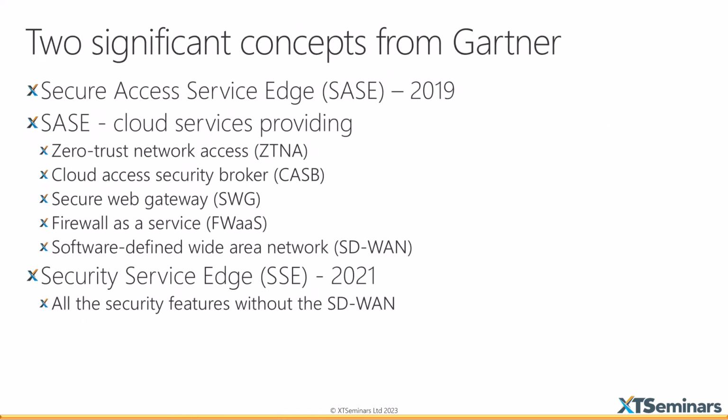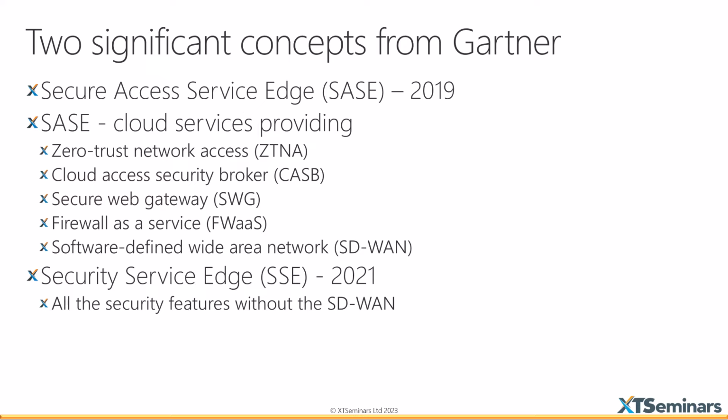Now, I want to just reflect on a couple of key concepts that were coined by Gartner. The first one was the Secure Access Service Edge, or SASE. That was in 2019. And SASE, with cloud services providing Zero Trust Network Access, I'll come back to that. What is that? Cloud Access Security Broker.